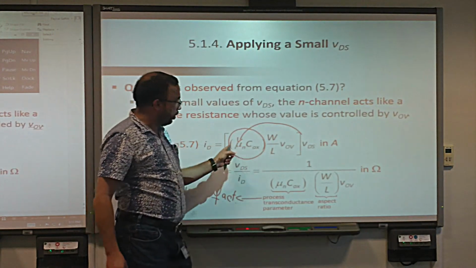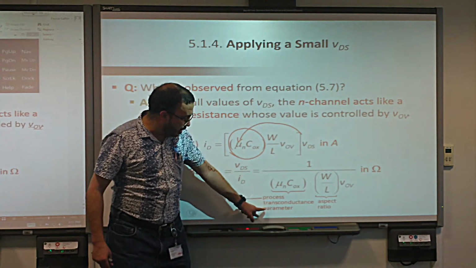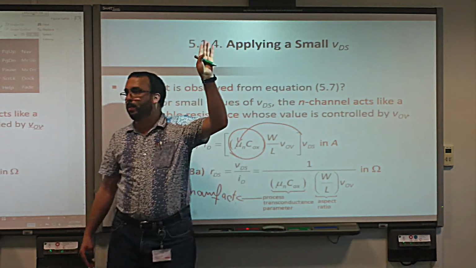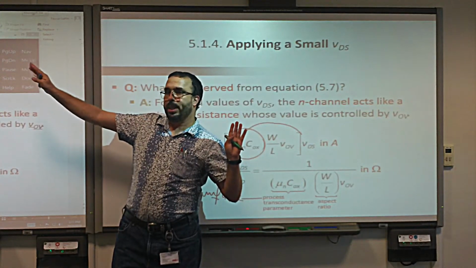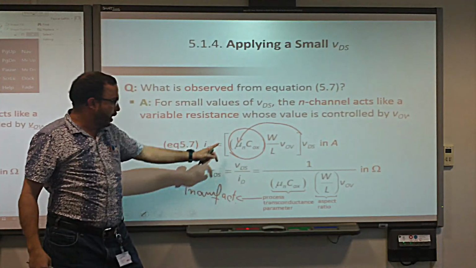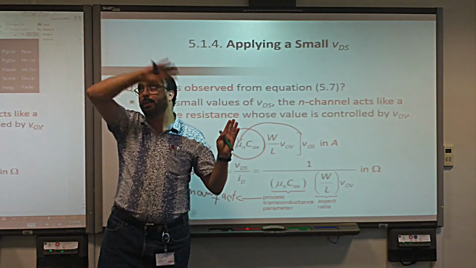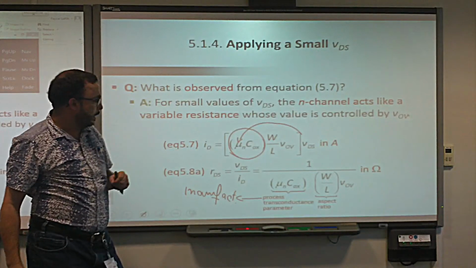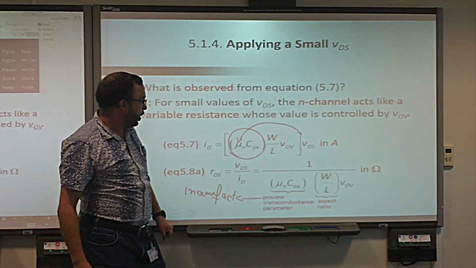These are constants that are related to the process, and they are called the process transconductance parameter. Transconductance means they are responsible for creating the conductance between the drain and the source thanks to the gate voltage. So the gate voltage creates this current between the drain and the source. That's why it's transconductance. It's the conductance created, transferred between the gate to the drain and the source. Good. That's one.